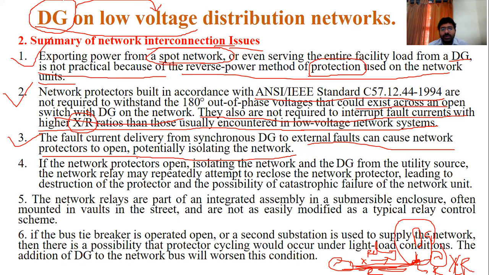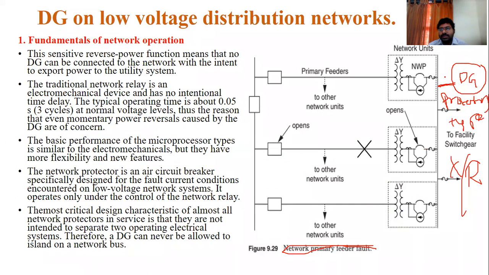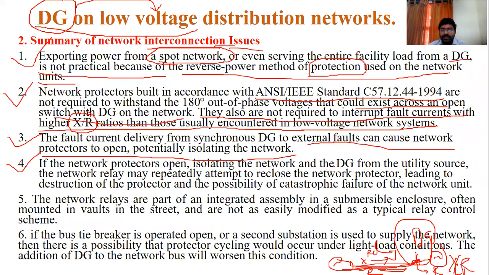What will happen if the network protector is open? Protectors mean the circuit breakers, some isolating switches, and so on; all these come under network protector devices. So what will happen when that network protector is open? It can isolate the DC from the system. Suppose this is one of the network protectors. Whenever DC is installed here, it can open, so it can be isolated from the network.